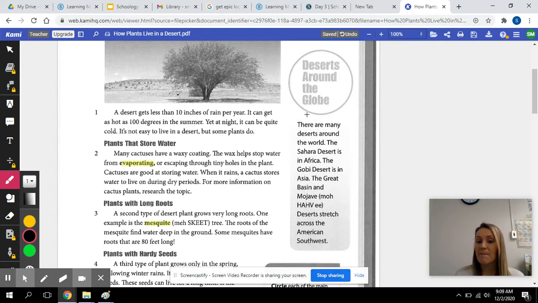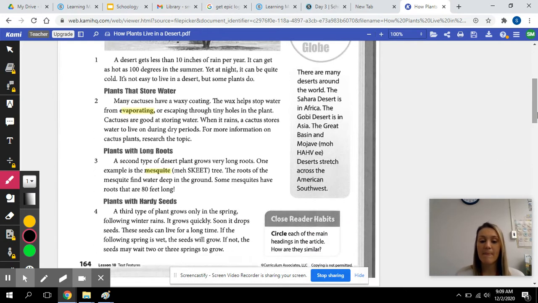Deserts around the globe. There are many deserts around the world. The Sahara Desert is in Africa. The Gobi Desert is in Asia. The Great Basin and Mojave Deserts stretch across the American Southwest.